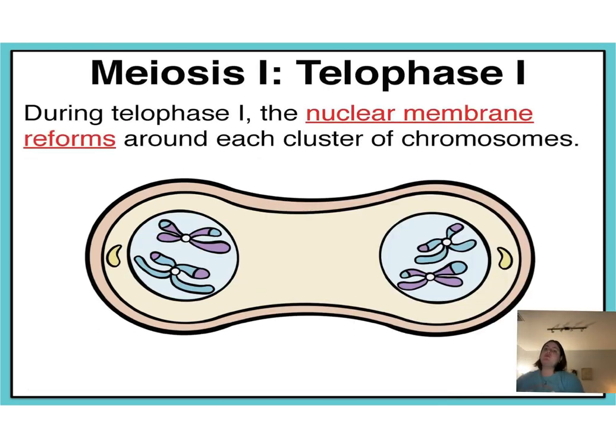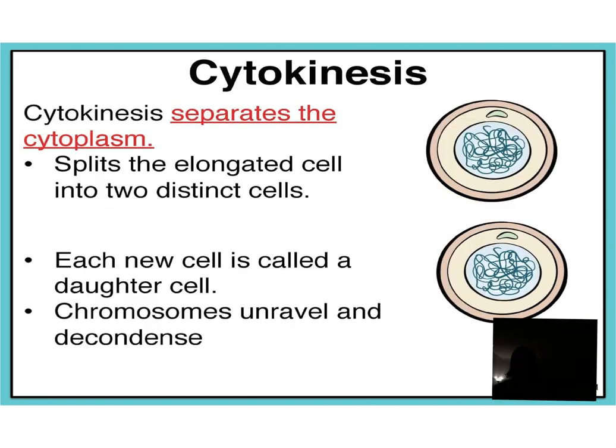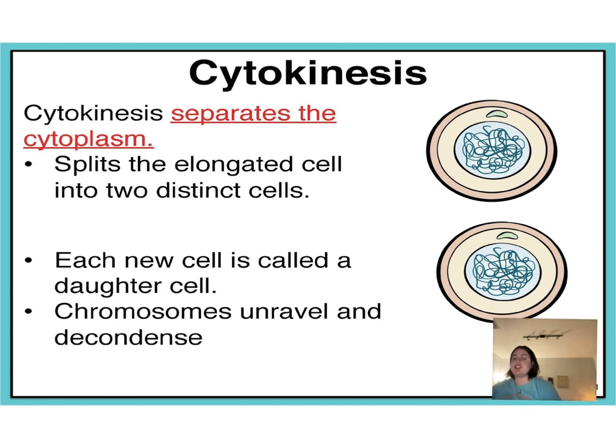All right, telophase one, during telophase one, telophase means two, so two nuclear membranes reform around the cluster of chromosomes. And then we have cytokinesis, just like at the end of mitosis, where the cytokinesis splits the cytoplasm into two big cells, and each new cell is called a daughter cell. They're like the baby cells, two new daughter cells, and then the chromosomes unravel and decondense back into chromatin.